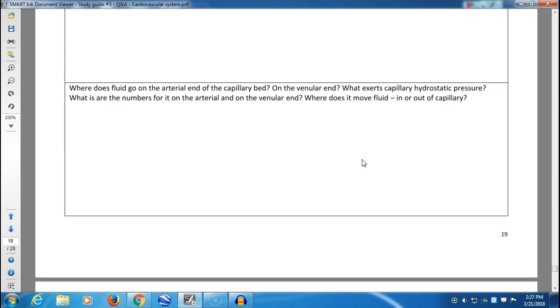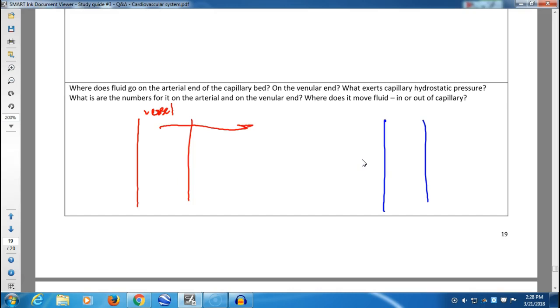Perfusion. Okay, let's make a picture. I have colors, which is awesome. Red is the arterial end. Blue is the venular end. On the arterial end, and that's the vessel. Which pressures do we have? First of all, hydrostatic capillary. I don't remember the numbers. Screw the numbers. I'm not going to ask you to write the numbers and memorize them, okay?